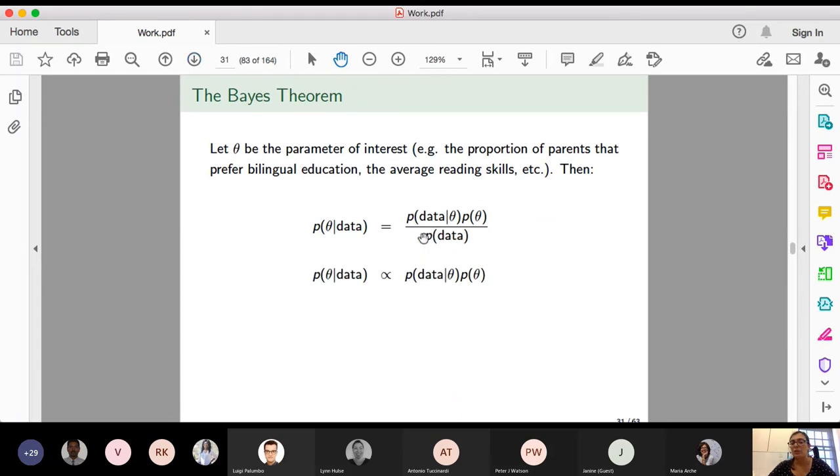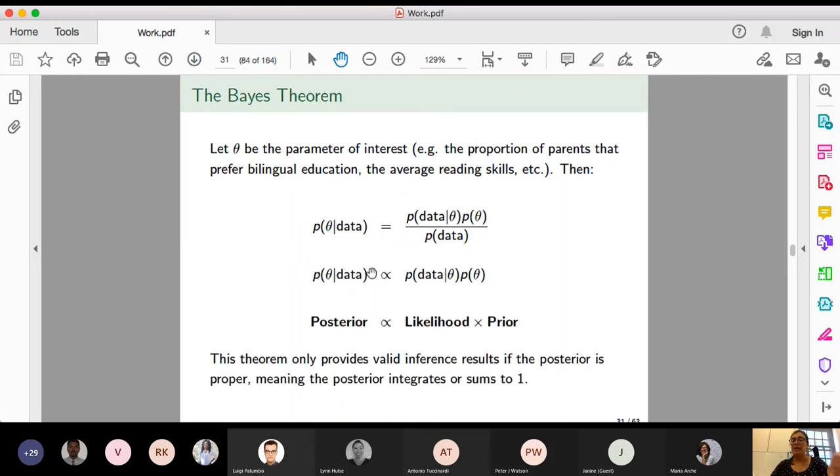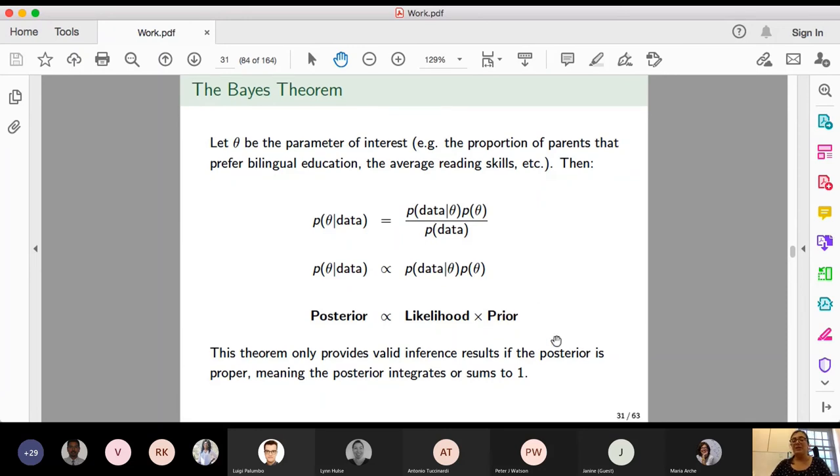Now, we can remove this probability of the data here because it does not depend on theta, the parameter of interest; it is not a function of theta. So for the moment, we can forget about that. Because I eliminated that constant, I will now say that the probability of theta given the data is proportional to the likelihood function times the prior distribution. So what we have on the left-hand side is the posterior distribution, the distribution of theta, the parameter of interest, given the new data that you got, given the new evidence, and that's proportional to the likelihood times the prior. To be very rigorous here, I have to say that we need to make sure that the posterior integrates to one, so it's a well-defined posterior distribution. If that's not the case, you cannot use this framework for inference.